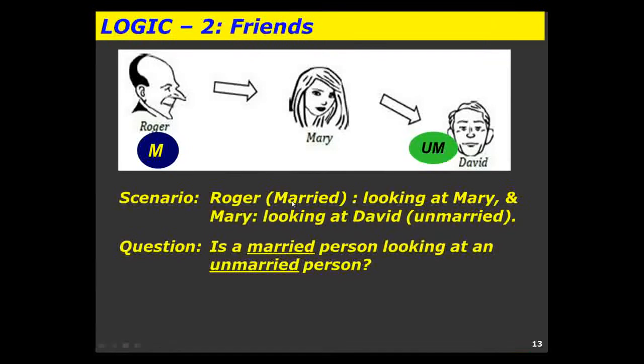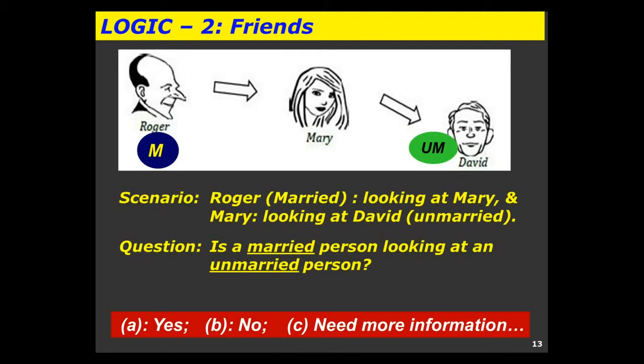One last problem of common sense. Here are 3 people. Roger, who is married, is looking at Mary. Mary is looking at David, who is unmarried. Looking at this picture, is a married person looking at an unmarried person? A, yes, B, no, or C, need more information.